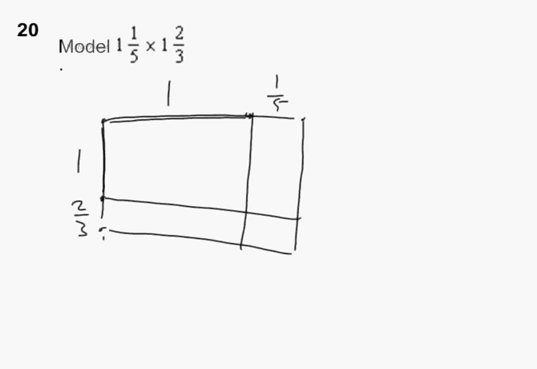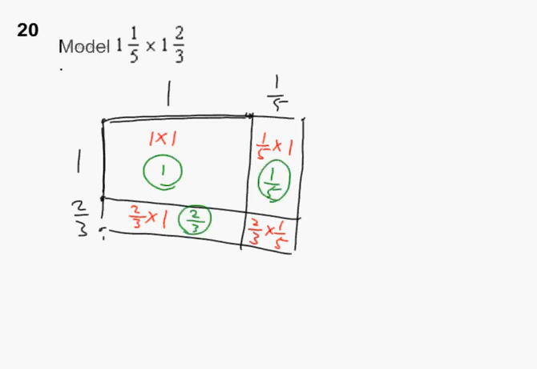So inside this square would be the product of 1 and 1. This one would be 1/5 and 1. Inside here would be 2/3 times 1, and this would be 2/3 times 1/5. Okay. So if I do this, one's the easiest one. The product of this is 1. The product of here is 1/5. The product here is 2/3. And the product here, using my algorithm, would be 2/15.